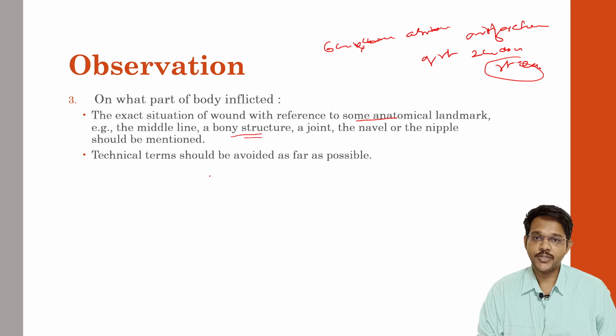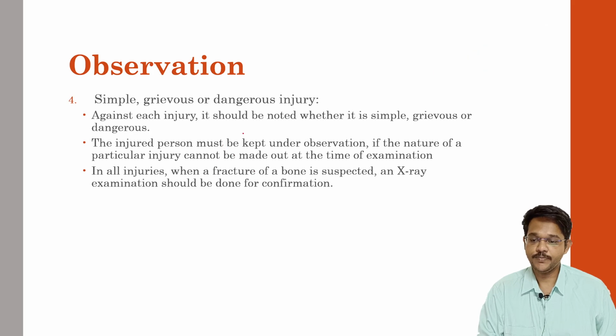Technical terms should be avoided as much as possible, and simpler terms have to be used. Next, we have to describe whether that injury is a simple or grievous wound. In past videos we have discussed grievous wound, which includes the 8 points like emasculation, privation of eye, ear, disfiguration of face, etc. You have to note down whether the injury which happened is simple or grievous. Against each injury, it has to be noted whether it is simple, grievous or dangerous. For simple or grievous injury, the injured person must be kept under observation, and if the nature of a particular injury cannot be made out at the time of examination, we can take an X-ray examination for fracture of bone or dislocation.